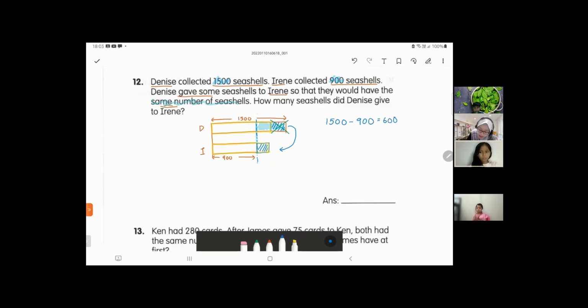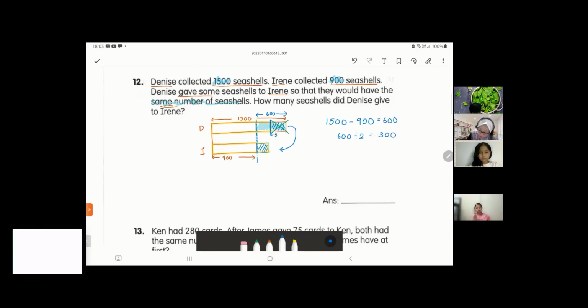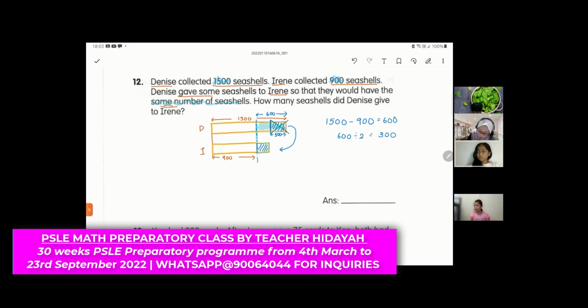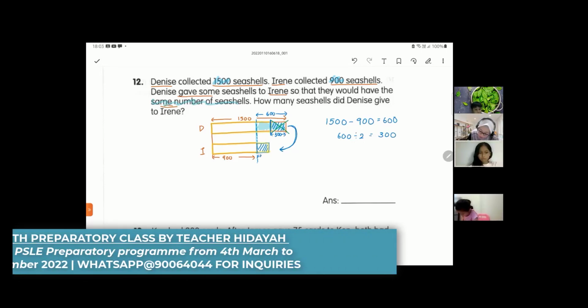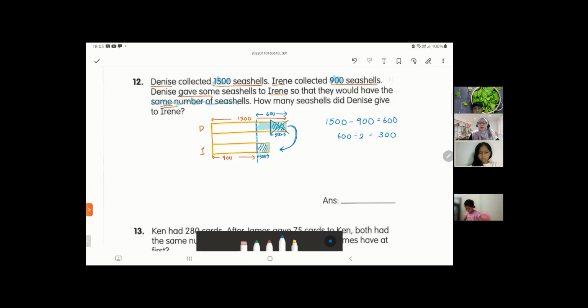Then what happened to the 600? This is the 600 just now. Remember I said I cut it into two. I divide it into two parts. 600 divided into two parts equals 300. So which means the one that is given to Irene, the one that moved here, is actually 300. That's my answer. 300. Okay.